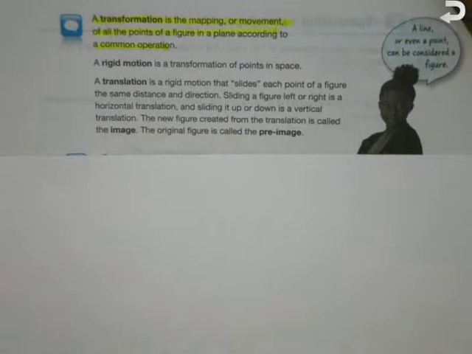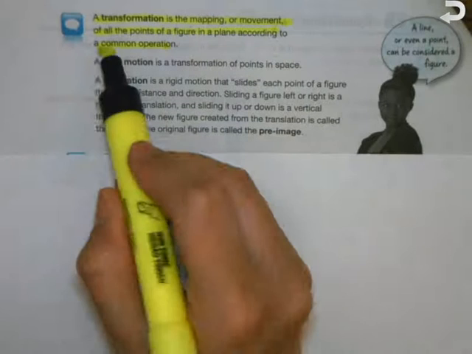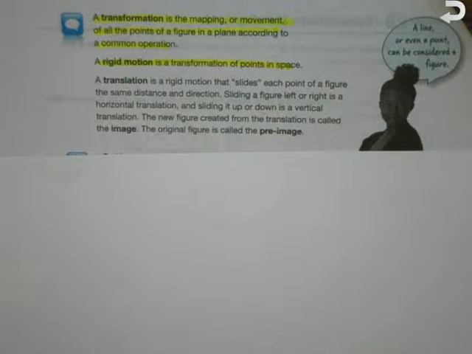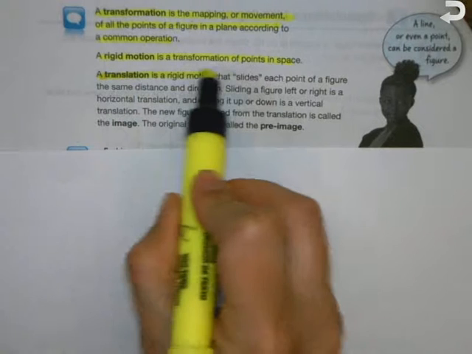There are specific types of transformations, and we've only been working with these so far, but I'm giving them a name now. They are called rigid motions. Rigid motion is a transformation of points in space, meaning we're just moving it around. Okay, so rigid motion means we're just moving it around. So under the umbrella of transformations, there is a specific type of transformation called a translation. A translation is a rigid motion that slides each point of a figure the same distance and direction.